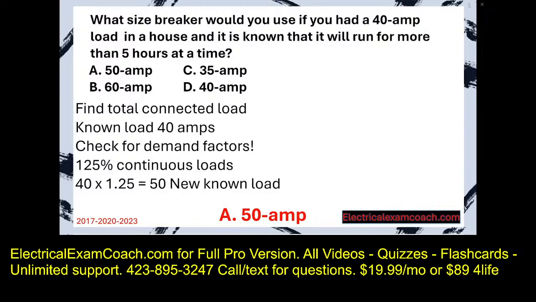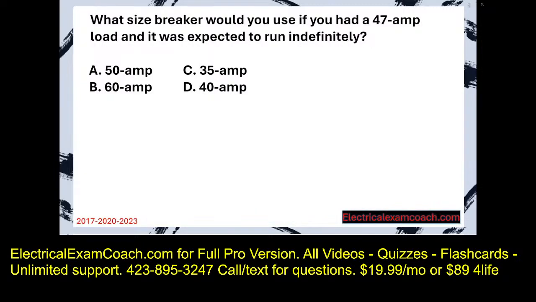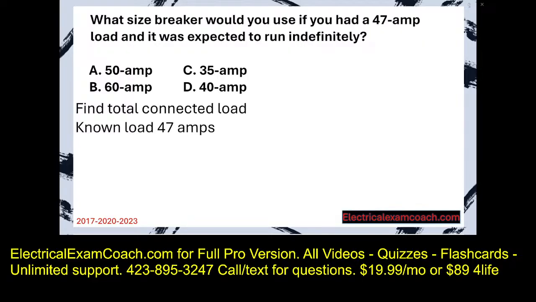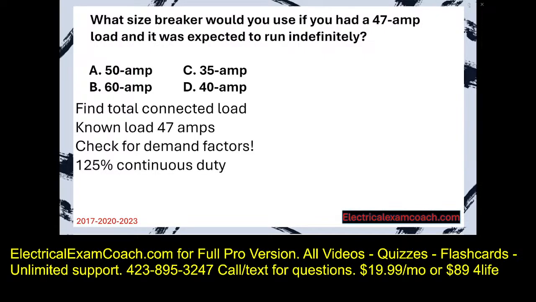Let's get to it. What size breaker would you use if you had a 47 amp load and it was expected to run indefinitely? Step 1, find the total connected load. Our starting known load is 47 amps. Now we check for demand factors. And in this case, it gets that 125% continuous duty, just like a continuous load. We take our starting known load, multiplied by 1.25, and that equals 58.75. And in this case, we would round up. So 59 is our new known load.